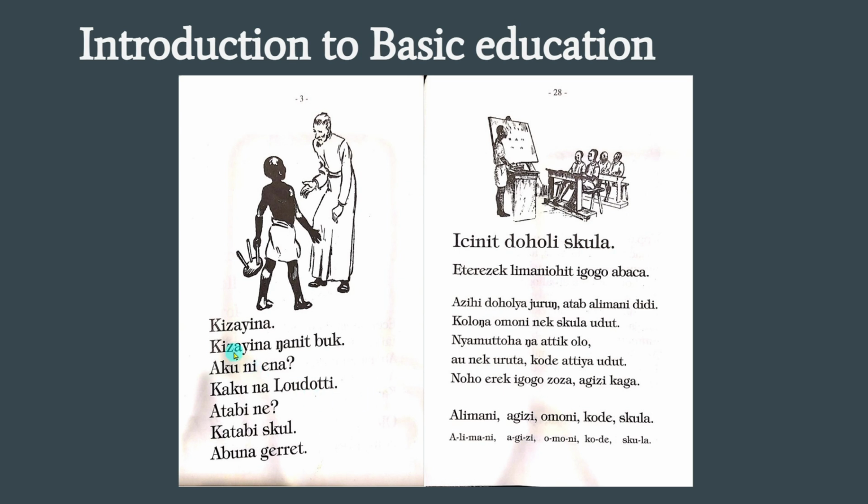Like, for example, kedajina nganit book, akunina, kakuna ludote, atabine, katabi school, abunagret. So these were the first stories that were written at the time to try to teach people how to read and write. It's also like at school, children in the classroom are shown how to read and write.